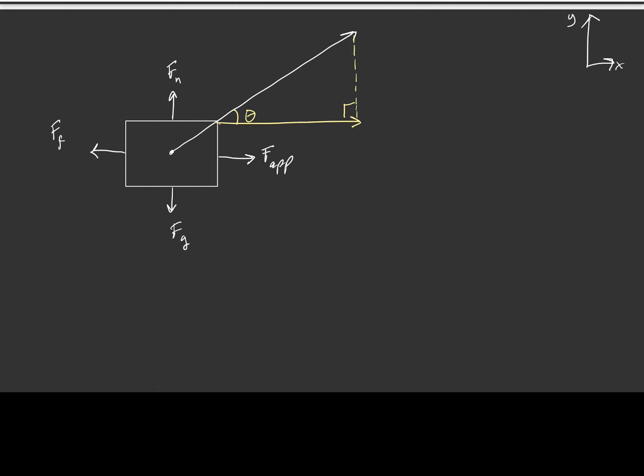So what that means is we're pulling at an angle. So here's our applied force. This is our applied force, because we're not pulling exactly straight. We're pulling at some angle theta. And that means we have a force along the x and a force along the y. And so the applied force is our resultant, right?